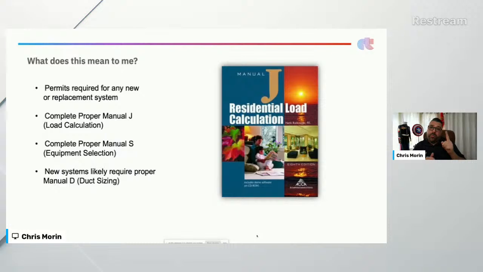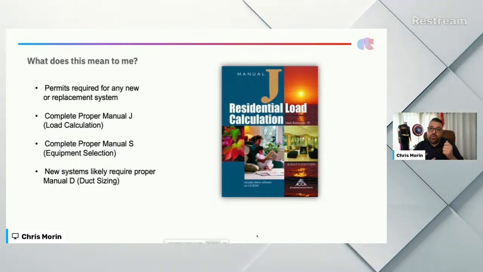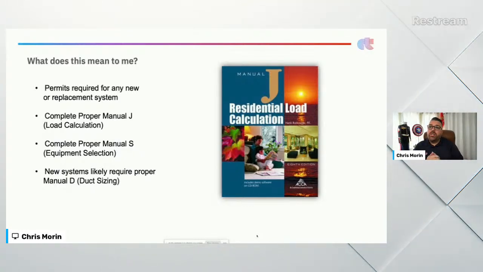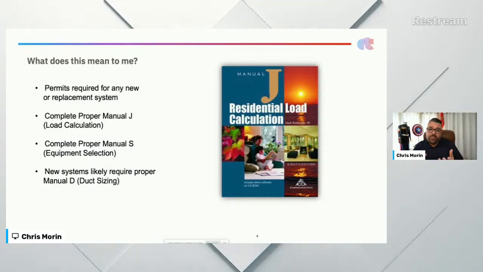So when you pull a permit to either install a new or replacement system, the building inspector is going to be looking for a Manual J version 8 ACCA approved software report, right? If you're doing a new system, you have to do a room by room load calculation. If you're doing a replacement, check with your building inspector, but most likely a block load would be fine.